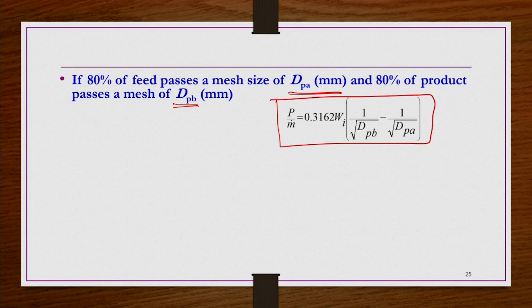product form, the feed size and product size, then the same Bond's law we can write now: P by m dot is equal to Kb, just now we have seen 0.3162 Wi, multiplied by 1 by square root of dPb minus 1 by square root of dPa. So, this is the other form of Bond's law when you are taking the reference of two sizes, feed size as well as the product size. So, P by m dot is equal to 0.3162 Wi multiplied by 1 by square root of dPb minus 1 by square root of dPa.